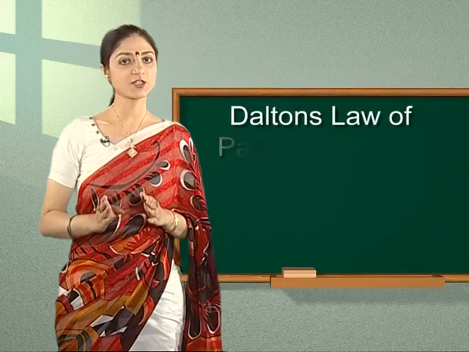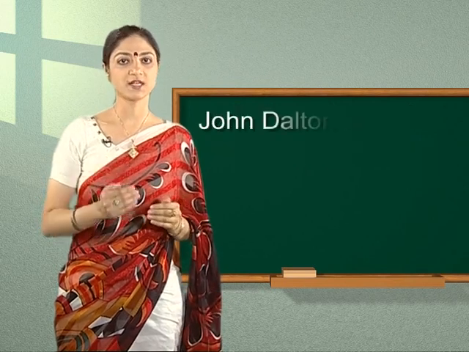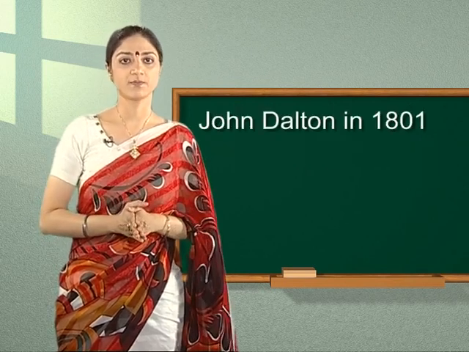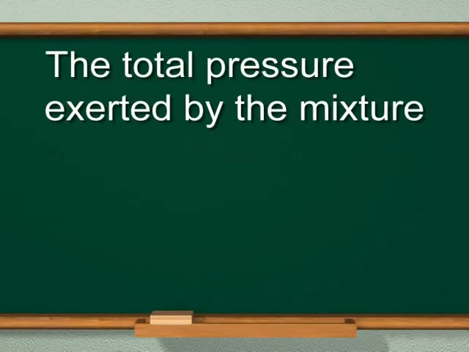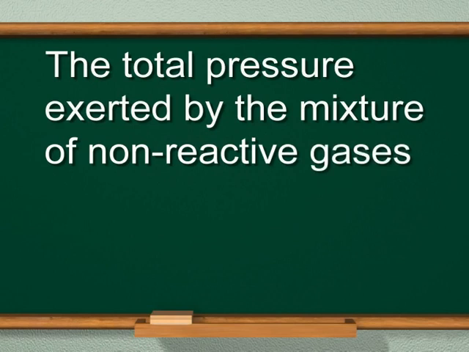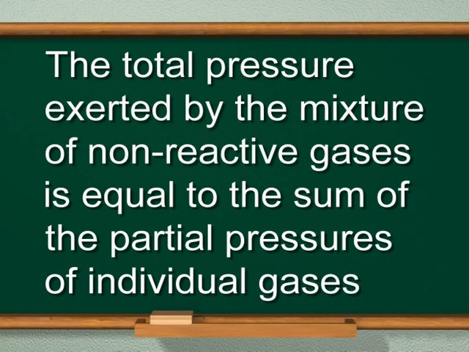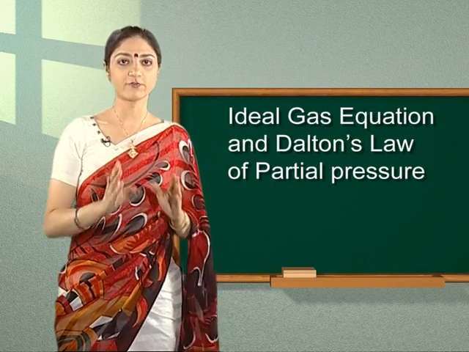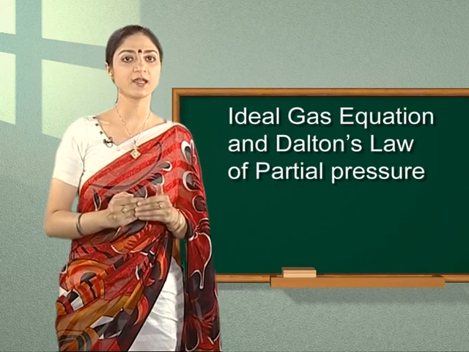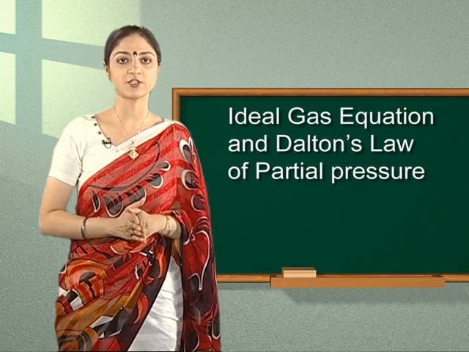Dalton's law of partial pressures. The law was formulated by John Dalton in 1801. It states that the total pressure exerted by the mixture of non-reactive gases is equal to the sum of the partial pressures of individual gases, that is, the pressures which these gases would exert if they were enclosed separately in the same volume and under the same conditions of temperature.